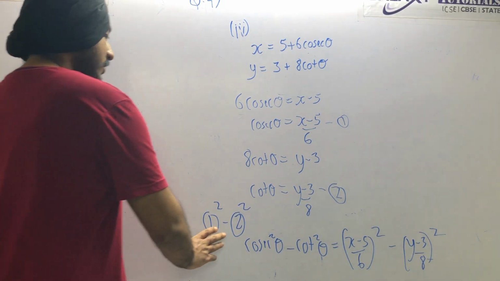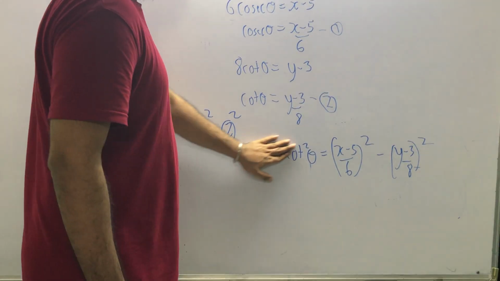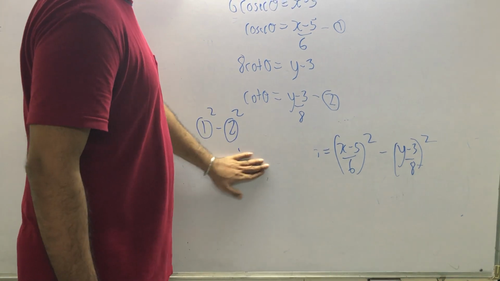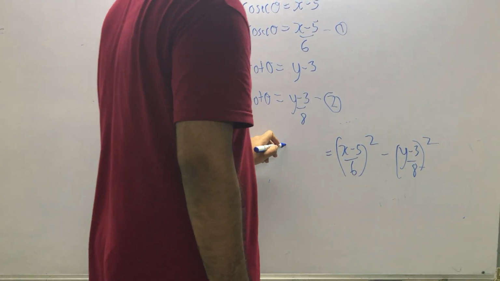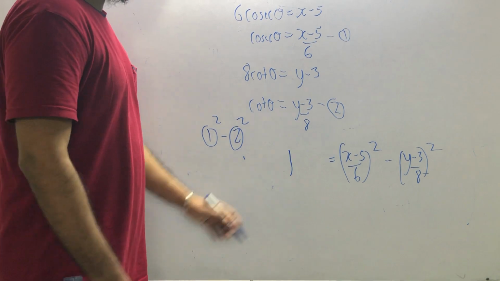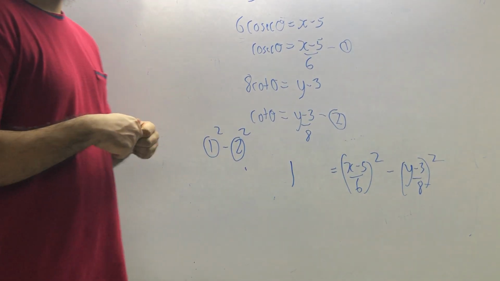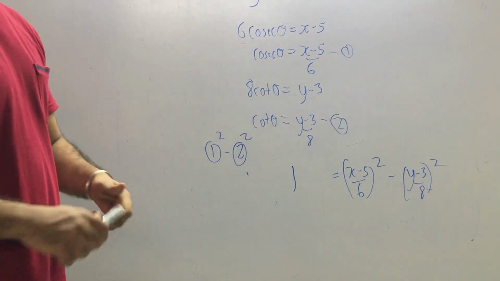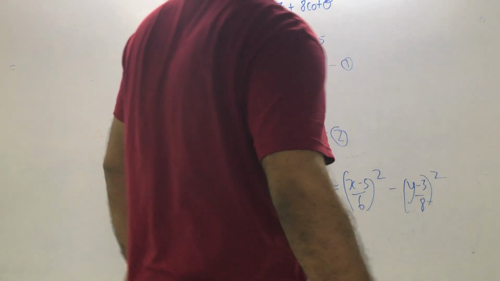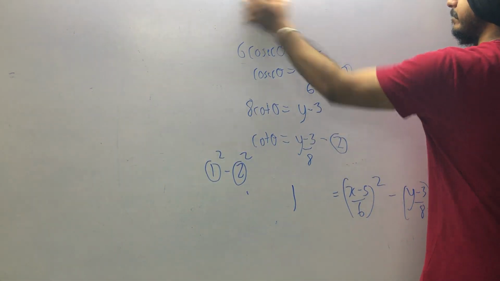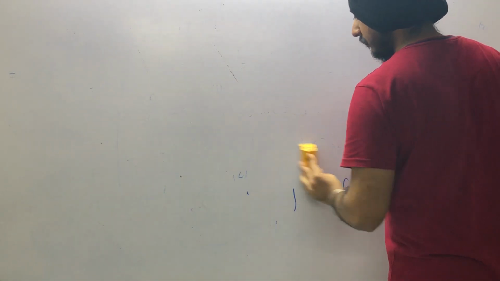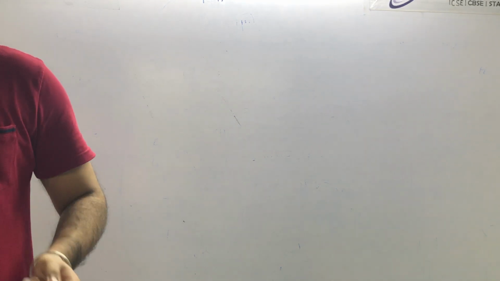Now look carefully here. What is cosec square theta minus cot square theta? It is 1. So this is your answer: 1 is equal to (x minus 5 upon 6) whole square minus (y minus 3 upon 8) whole square. This is your final answer. There is no theta here, as you can all see. So this is the answer. Let us look at the next part. Last part of this question.